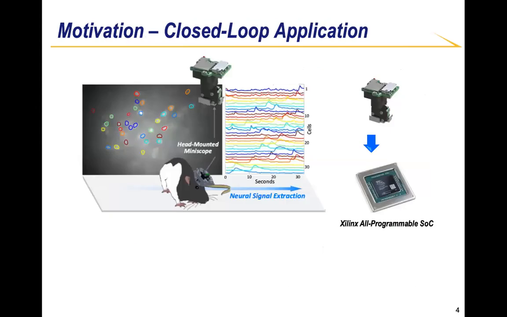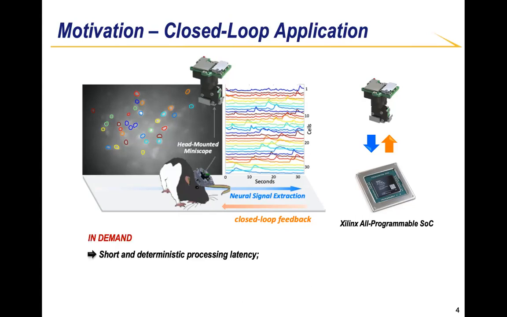A main target of this project is to enable closed-loop feedback capability for behavior experiments in neuroscience research. We selected a Zynq programmable SoC, which integrates an FPGA in it, to develop and implement the real-time calcium image processing. Our design has two main considerations.